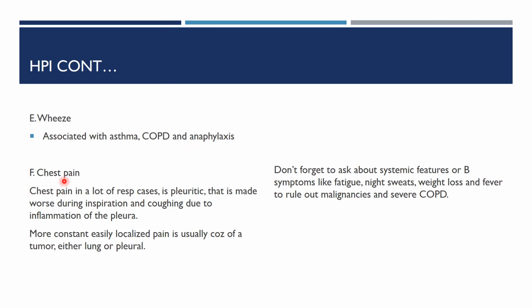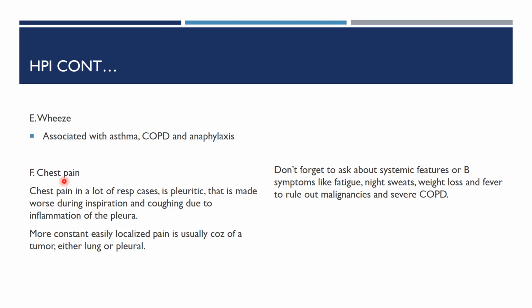And chest pain. Ooh, chest pain is very tricky. But if you're in the respiratory pod and they say they have chest pain, it's usually pleuritic. What do I mean by pleuritic? It arises from the pleura of the lungs, those coverings. So it's usually made worse during inspiration and coughing because of inflammation of the pleura.